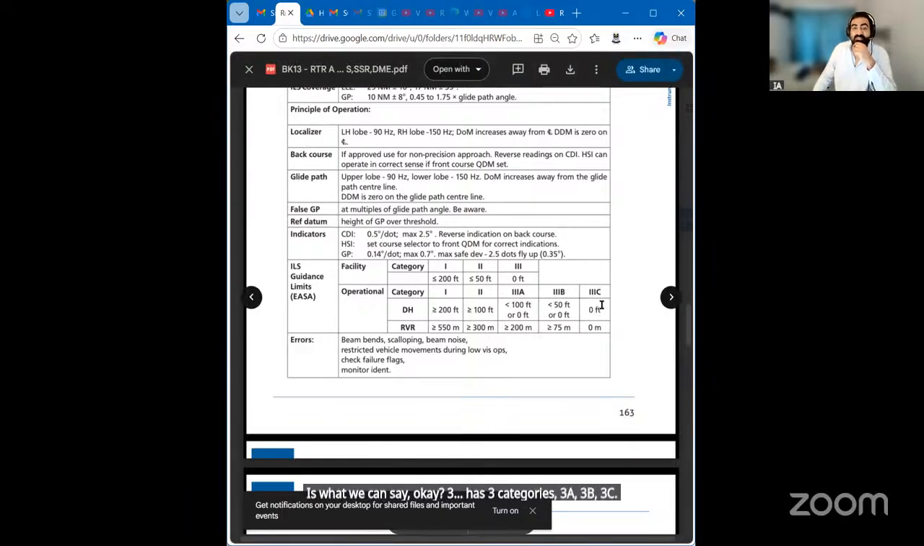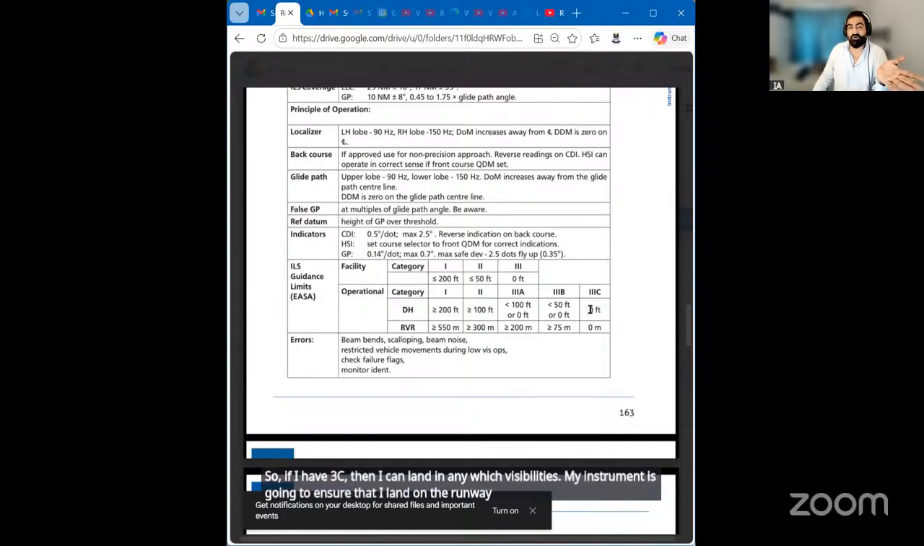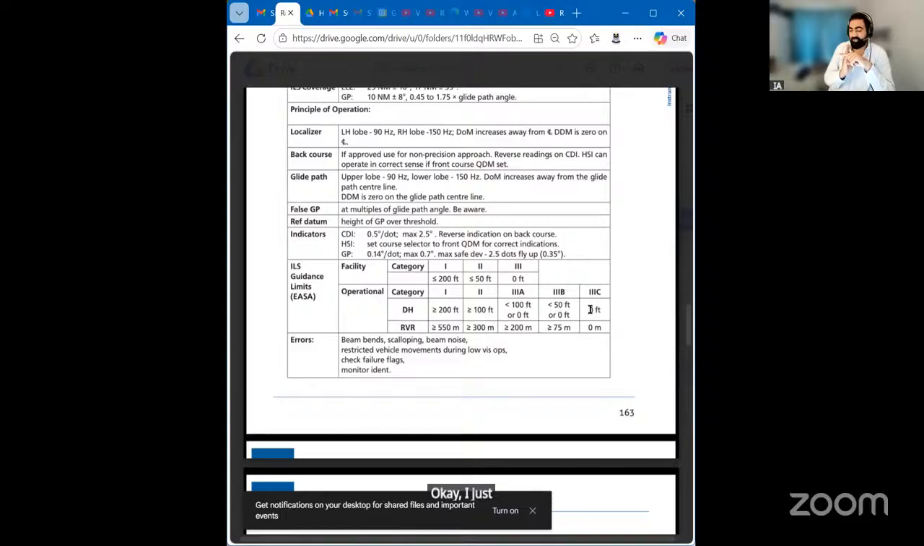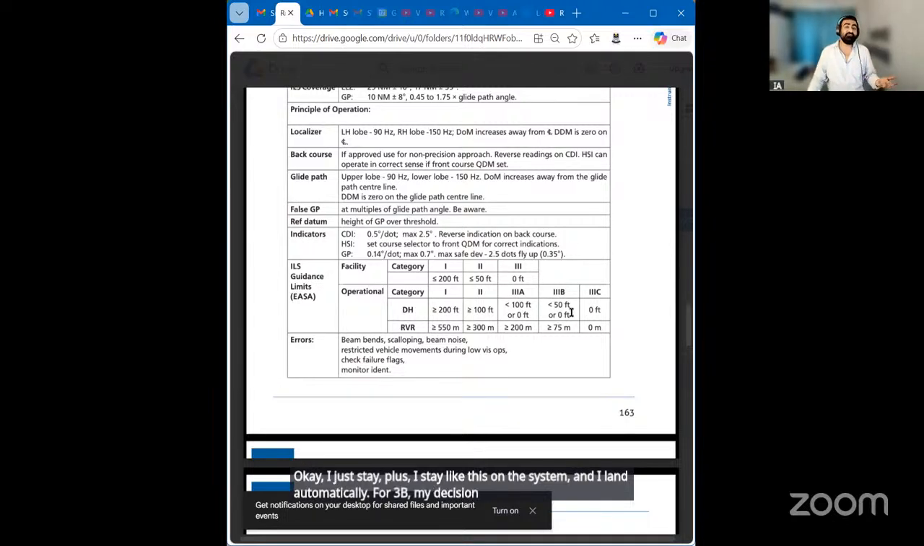So if I have 3C, then I can land in any visibilities. My instrument is going to ensure that I land on the runway center line. All I have to do is just take care of the CDI or HSI, whatever the system is. I just stay on the system and I land automatically. For 3B, my decision height has to be less than 50 feet, 0 to 50 feet. And for 3A, 0 to 100 feet.